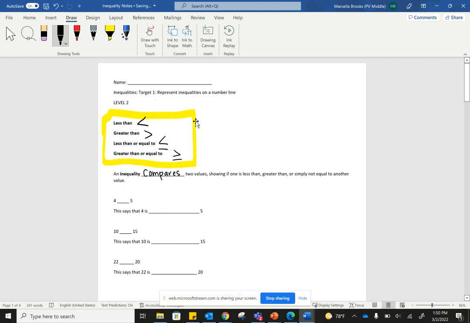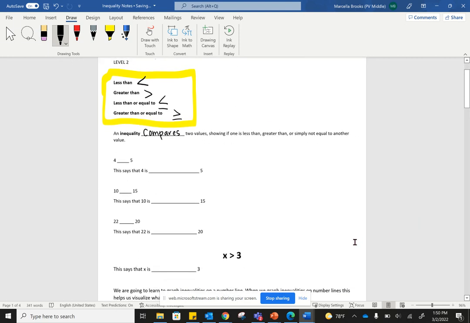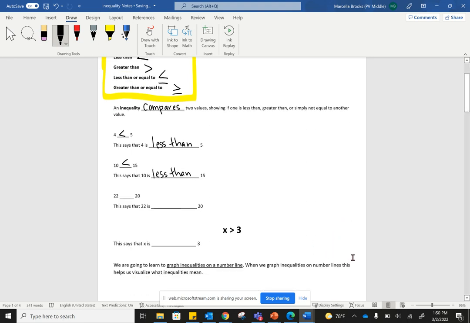So let's do a few short practice problems. 4 blank 5. 4 is less than 5. This says that 4 is less than 5. 10 blank 15. 10 we know is less than 15. So this says that 10 is less than 15. 22 is greater than 20. This says that 22 is greater than 20.